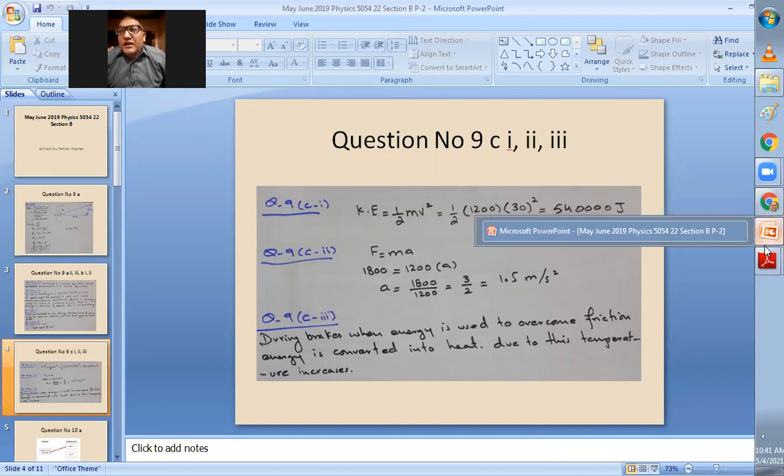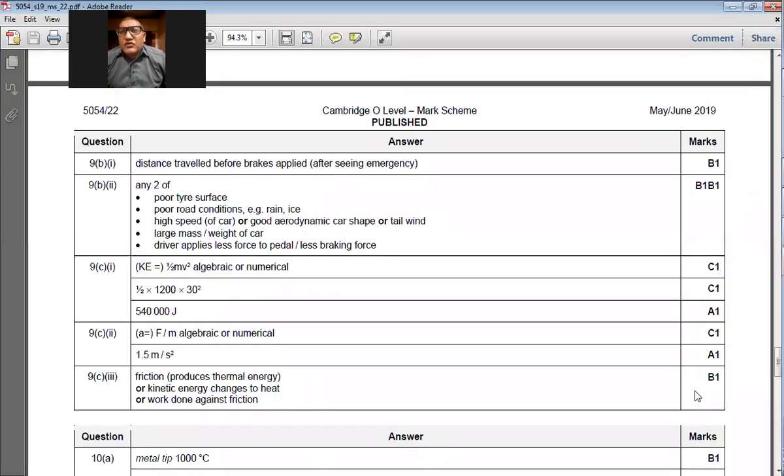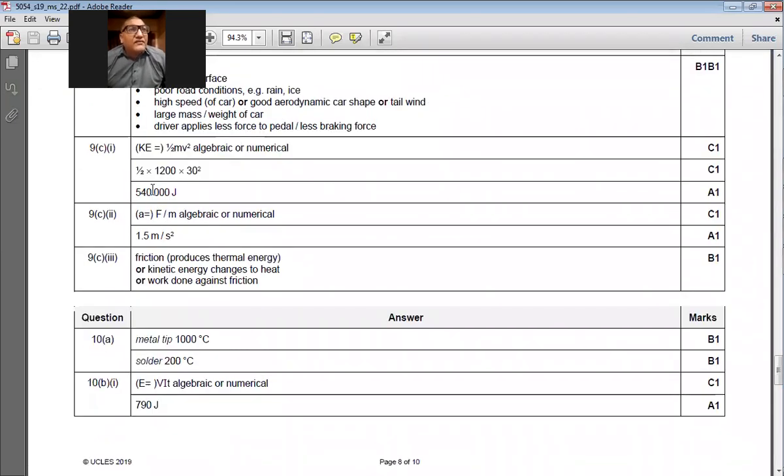You see, I can go to the marking scheme, and the marking scheme says 540,000 joules. That answer is right. And then 1.5 meter per second square, question number 9C, second part, that answer is also right. And the last one is friction produces thermal energy, or kinetic energy changes to heat, or work done against the friction. So our answer is right.